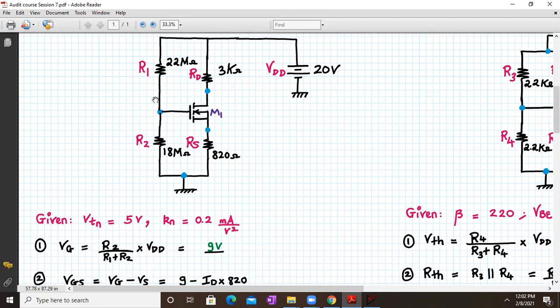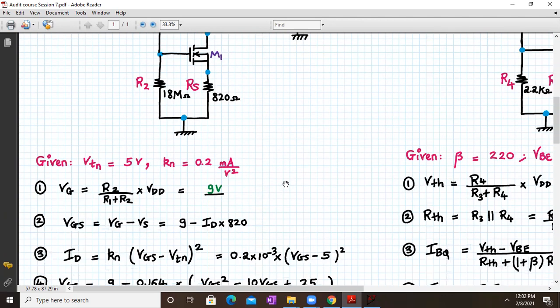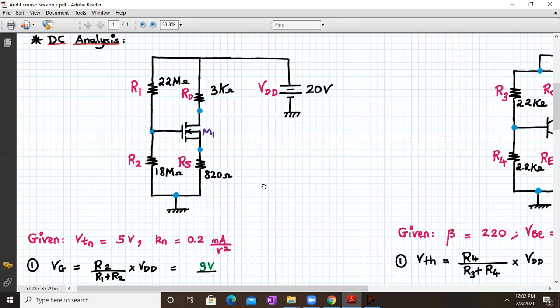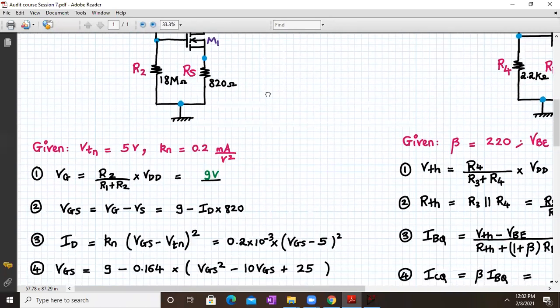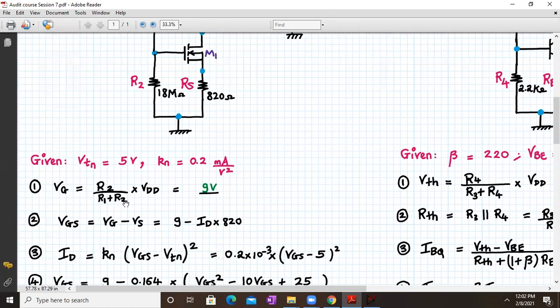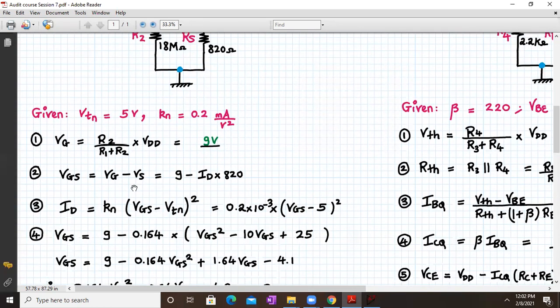The MOSFET has R1, R2, RD, and RS, and this is an N-channel enhancement type MOSFET with a power supply voltage of 20 volt. Here, the threshold voltage is given as 5 volt, and the Kn value is given as 0.2 milliampere per volt square. Now, the gate voltage VG is given by R2 divided by R1 plus R2, into VDD. If you work it out on a calculator, that will be 9 volt. Now, VGS will be VG minus VS, that will be 9 minus ID times RS.